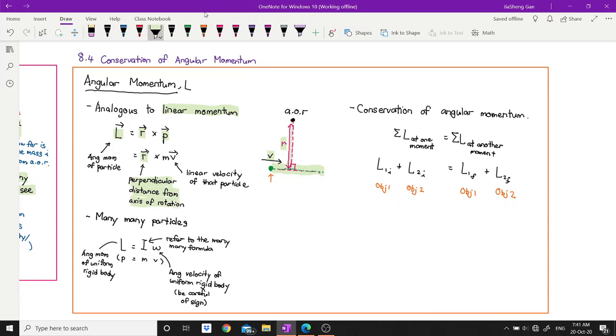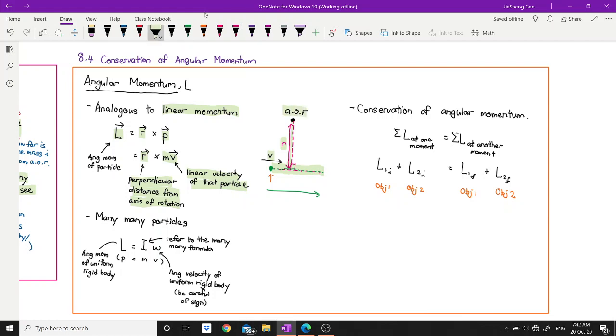P is linear momentum, which is just mv. So v is the linear velocity of that particle. If an object, let's say this green point, is moving like this with respect to the axis of rotation, even though it is not rotating, there is an angular momentum. There is an angular momentum even though the object is not rotating, as long as it's moving with respect to the axis of rotation.